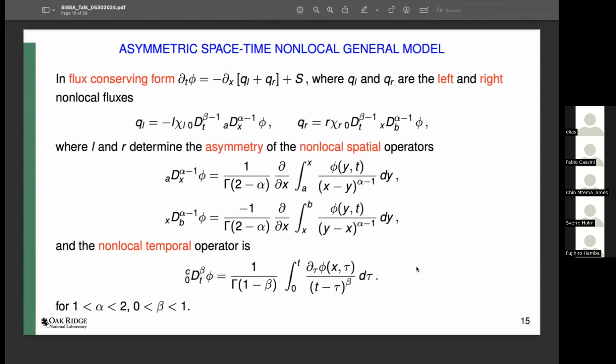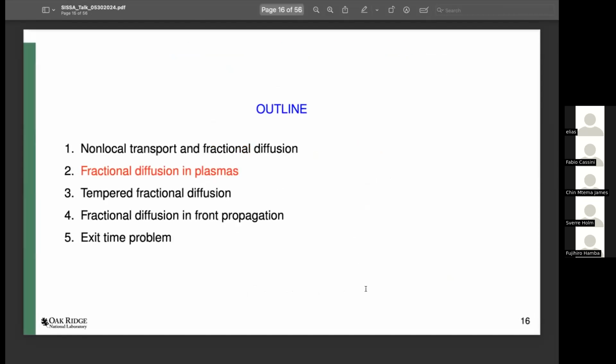And of course, you can write this in full generality, and also include non-locality in time. And then you have what is called the most general asymmetric, non-local in space and time, involving fractional derivatives in space and fractional derivatives in time in the Caputo sense.